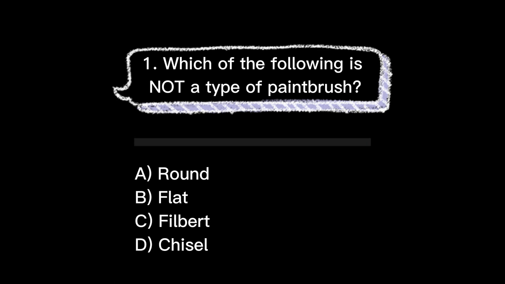Let's do this. 1. Which of the following is not a type of paintbrush? A. Round. B. Flat. C. Filbert. D. Chisel. In 10 seconds, which do you think is the correct answer?